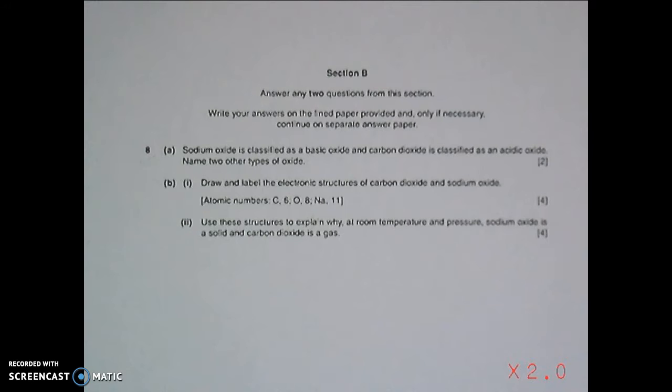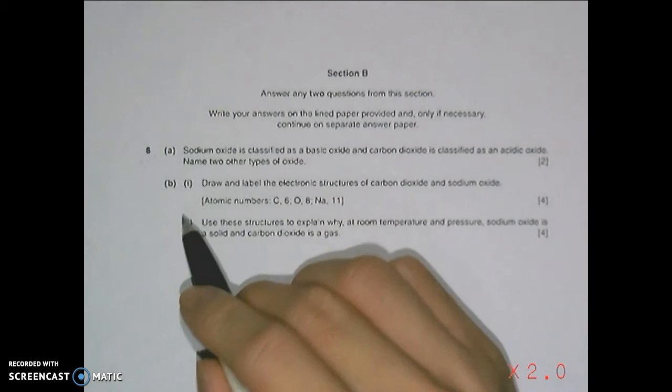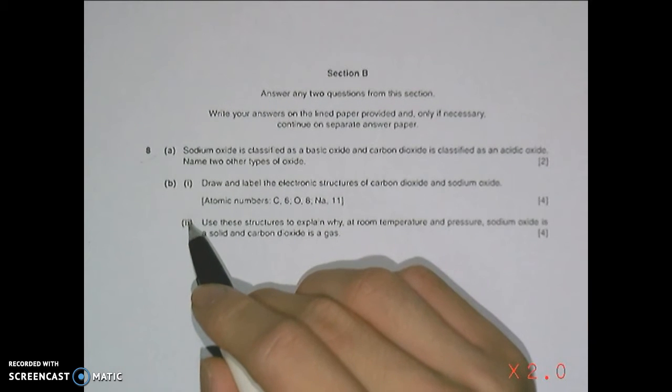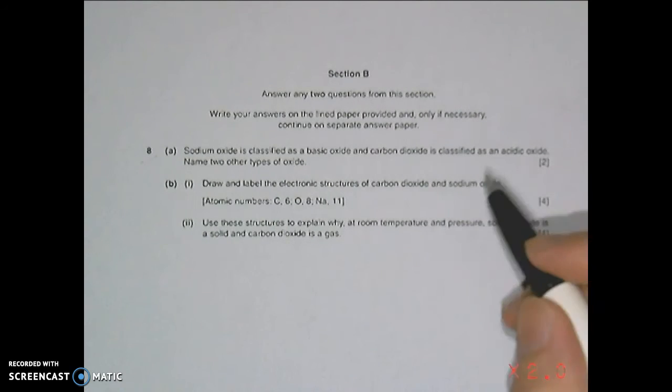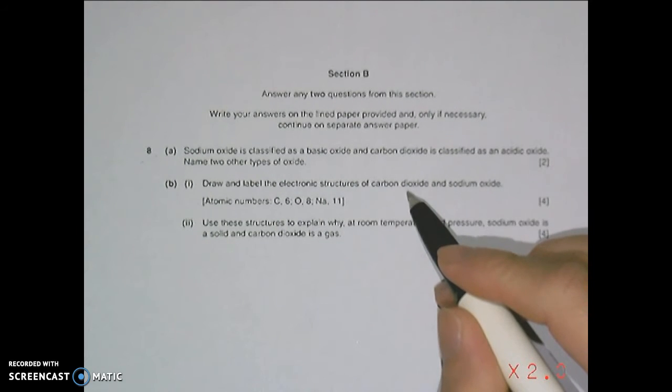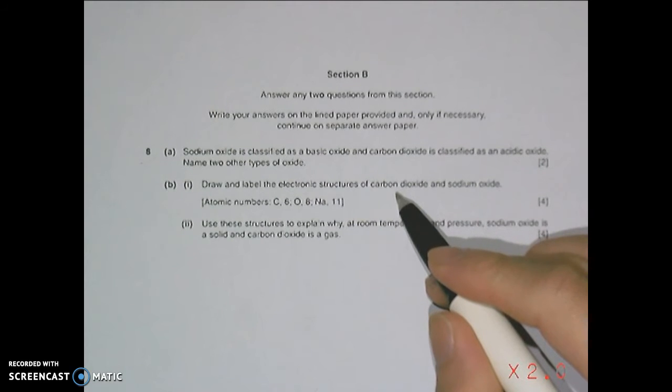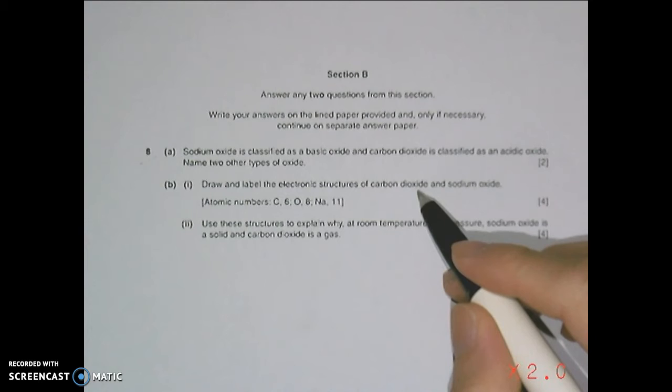This is the November 2014, question 8b, part 1 paper. Now, first, deduce that carbon dioxide is covalent. This is because it consists of a non-metal and a non-metal, carbon and oxygen.